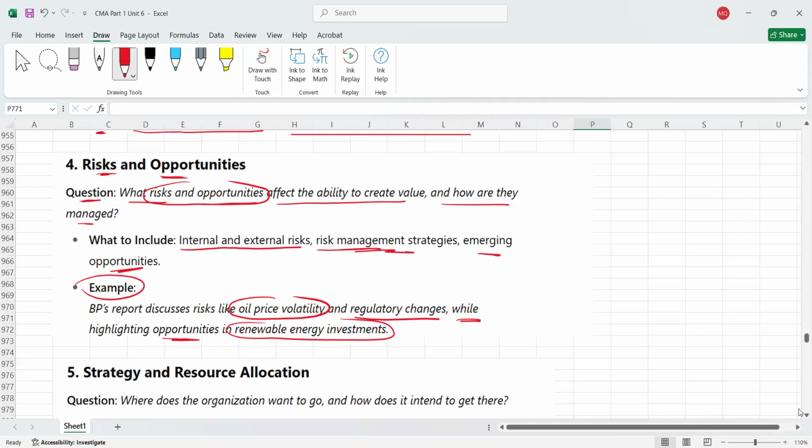Examples are quoted here. You don't need to remember all the information, but at least you should know the sections of the integrated report, the main questions, and what information to include.